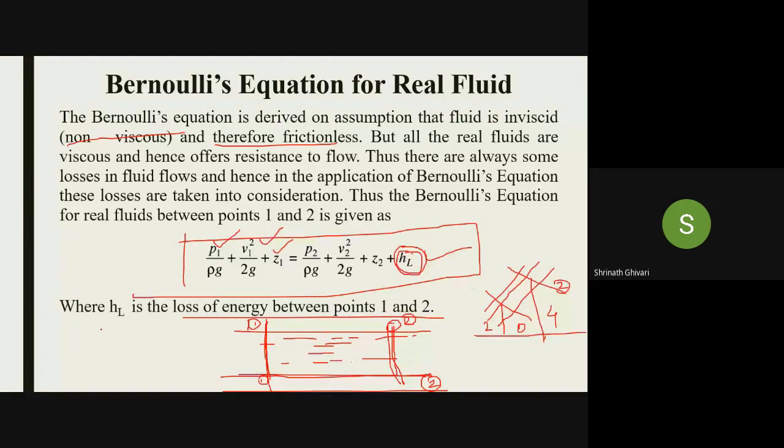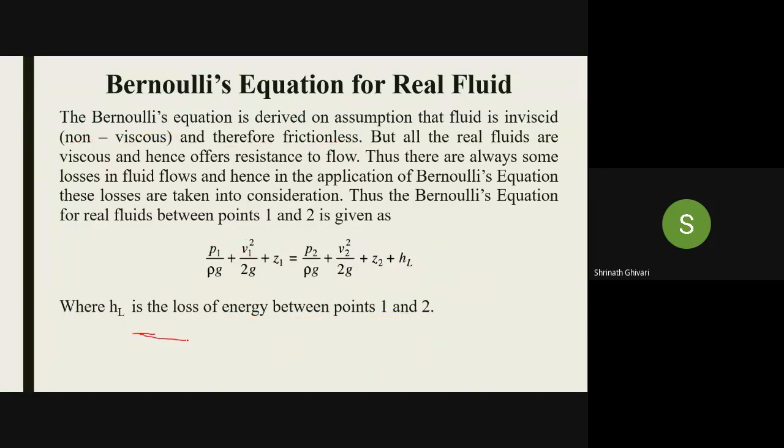Some pipes will be like a nozzle. You might have seen a nozzle, right? It will be like this. Here the velocity will be different. In the nozzle, the velocity at the exit will be high, but the velocity at the entrance will be low. Pressure will be low at section 2. Because of these changes in energy, we call it the loss of energy whenever we use it in a real fluid.